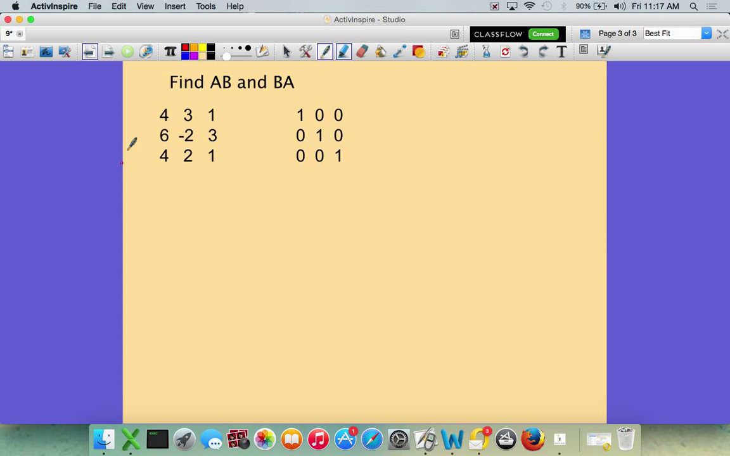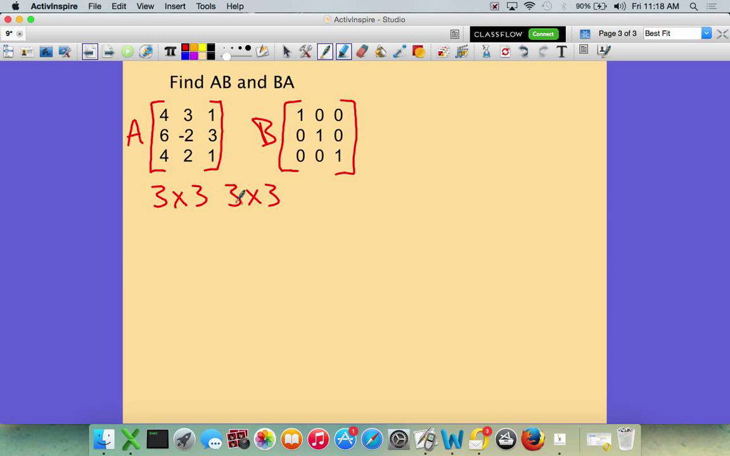Alright, our last one. Find a times b, where our first one here is a and our second one is b. Let's find the dimensions first. Dimensions of a, 3 by 3. Dimensions of b, 3 by 3. The middles are the same, and our outsides are the dimensions. So we've got a 3 by 3 matrix here.